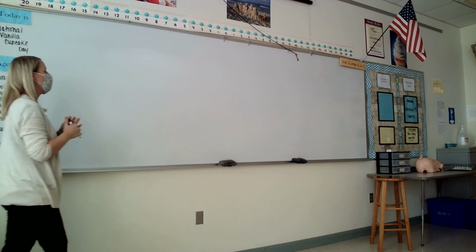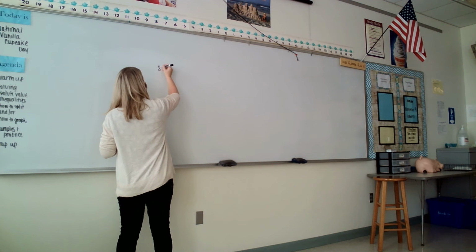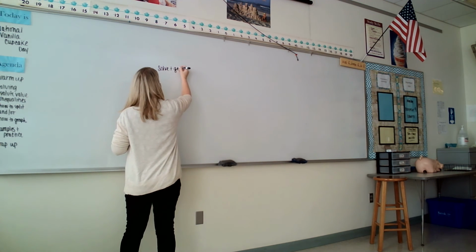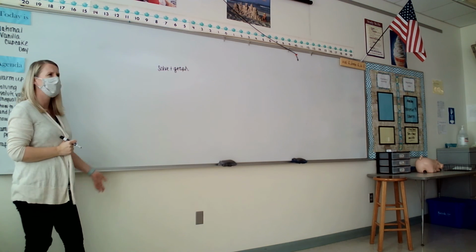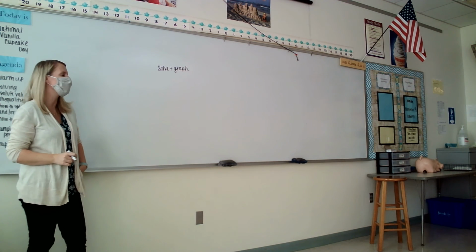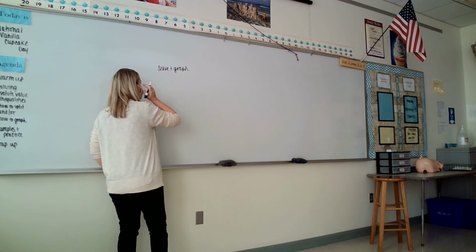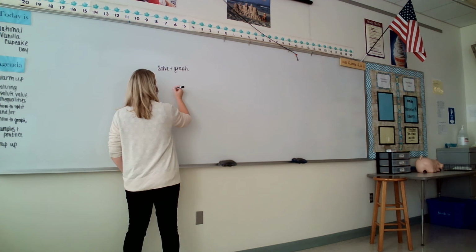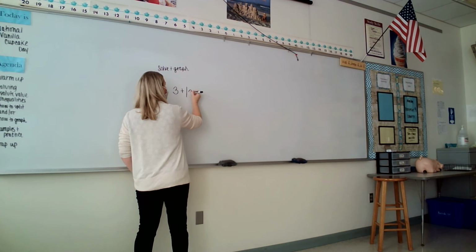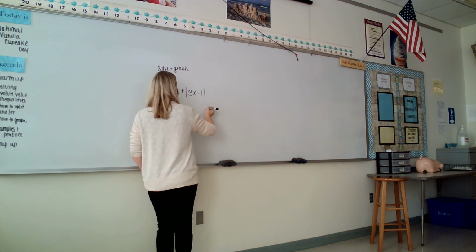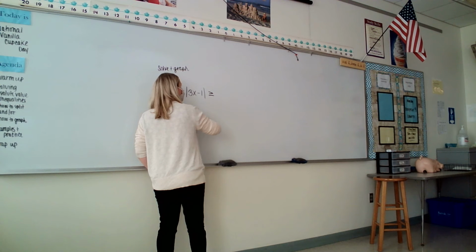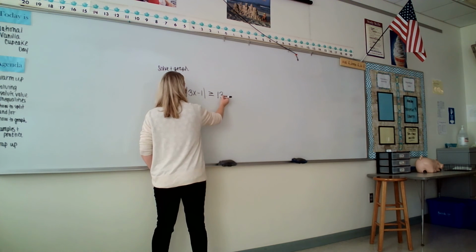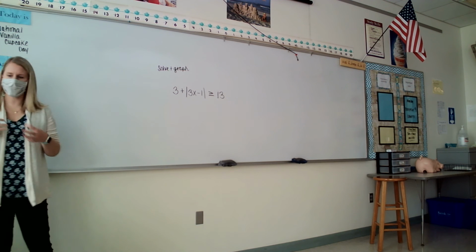Okay, so if I asked you to solve and graph the following. I'm just gonna do one for now, 'cause I don't wanna do 2 and then run out of time. So if we have extra time, we can. Solve and graph. So here's your inequality. 3 plus the absolute value of 3x minus 1 is greater than or equal to 13. Okay, so nothing too crazy going on.